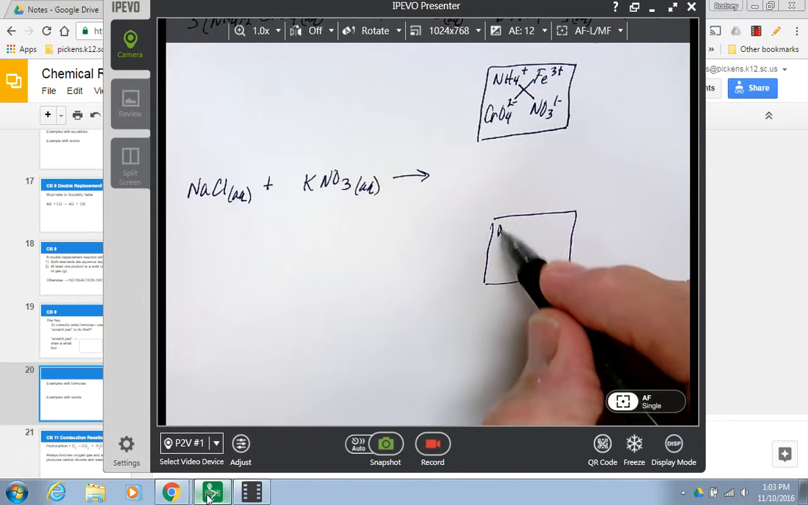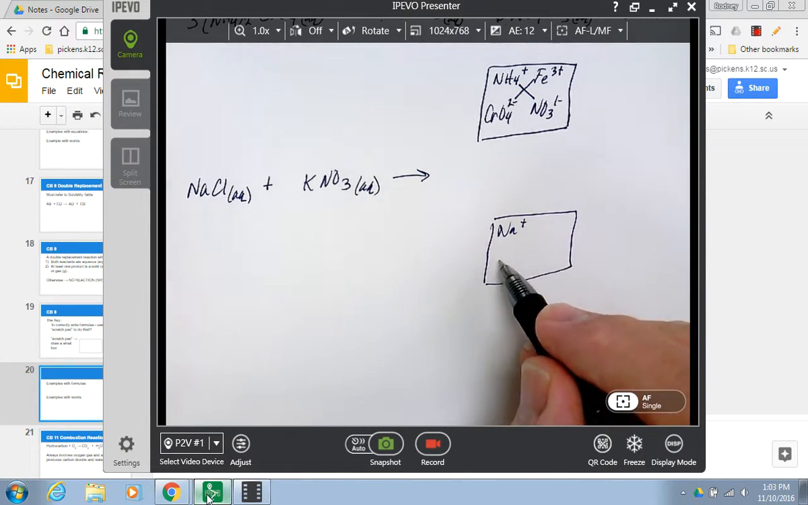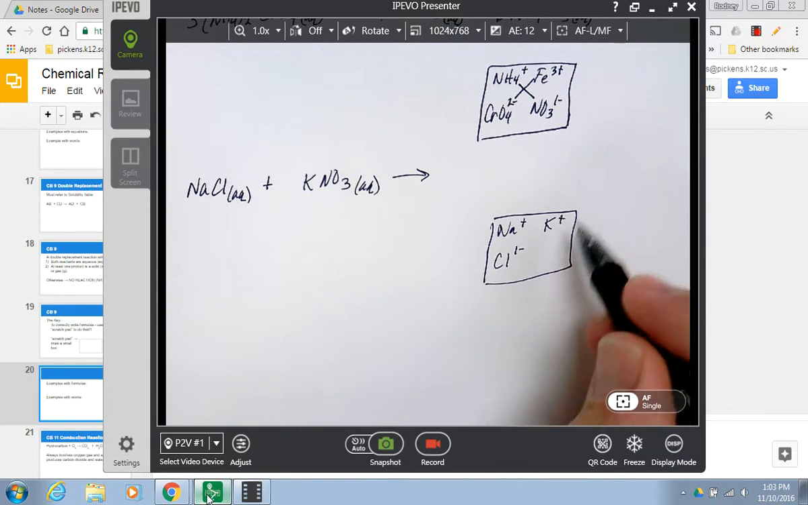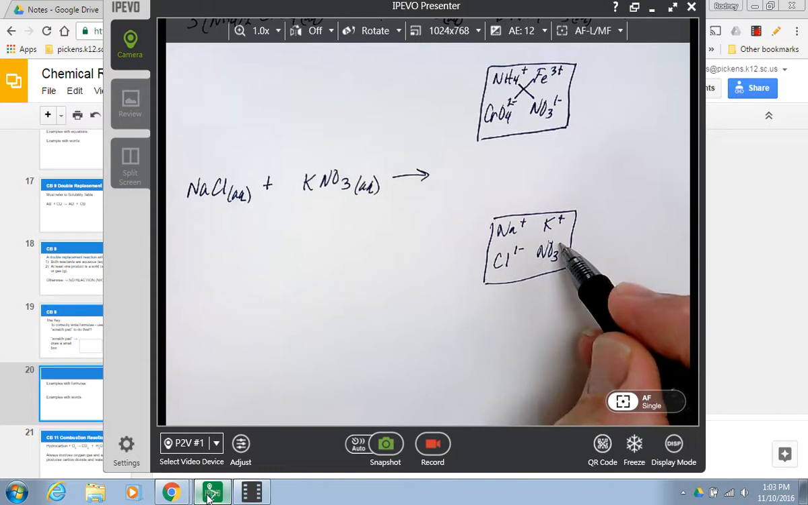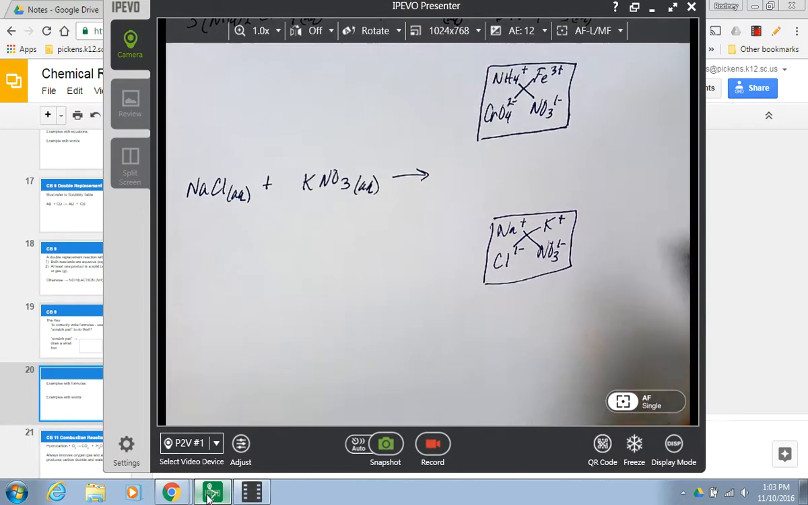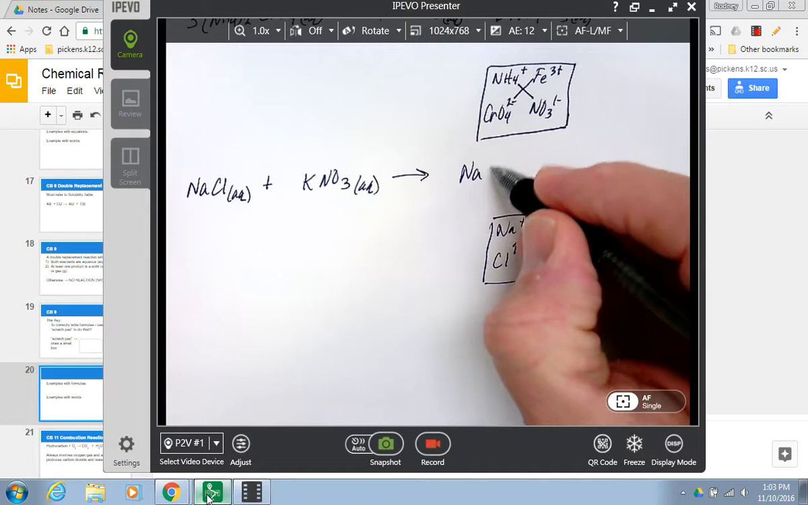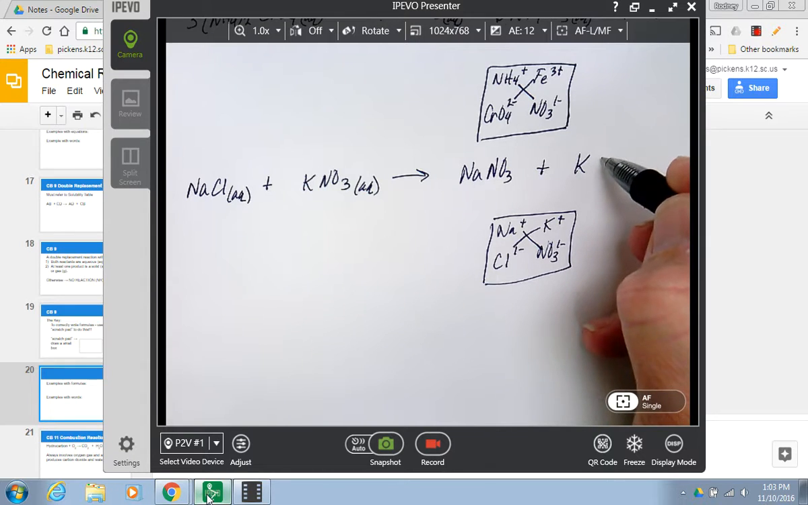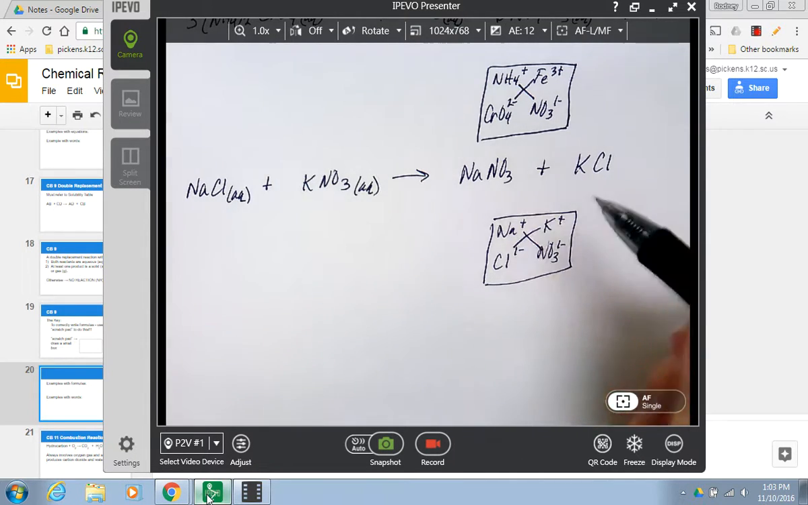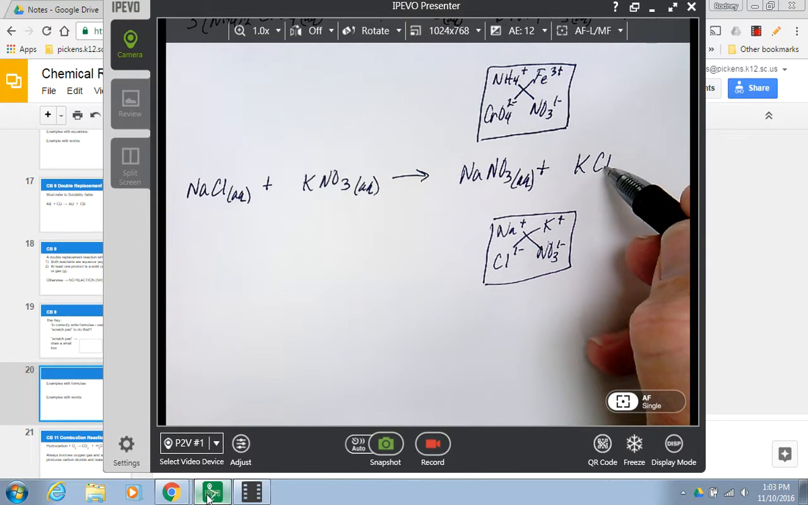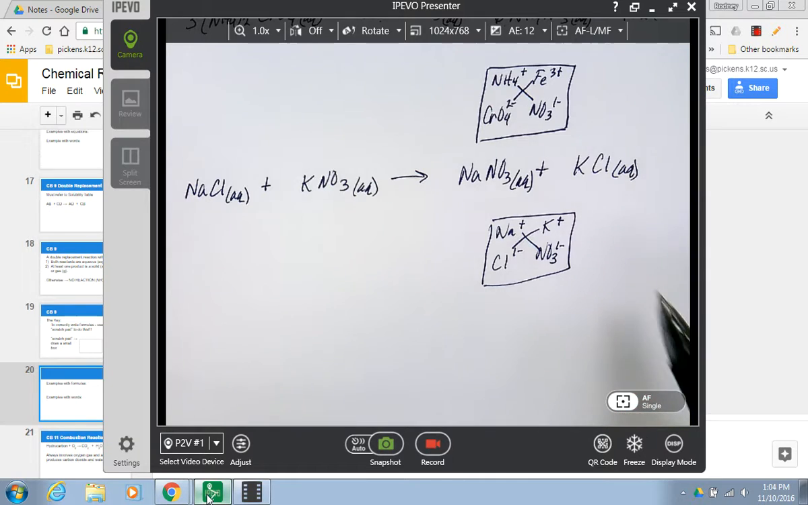And we're going to have Na 1 plus, Cl 1 negative. We're going to have K 1 plus, and then nitrate NO3 1 negative. All right, so these will switch places, and sodium nitrate plus potassium chloride. Now, nitrates are always aqueous, and potassium chloride, if you look it up, it's also aqueous. So we got an issue here.